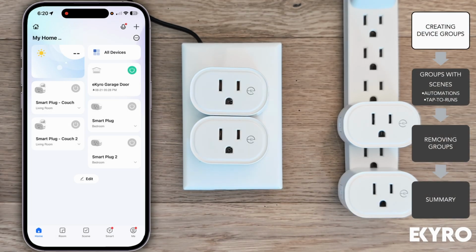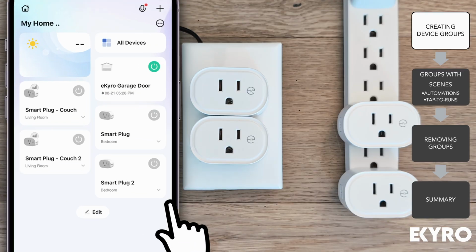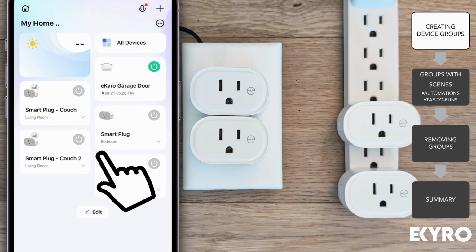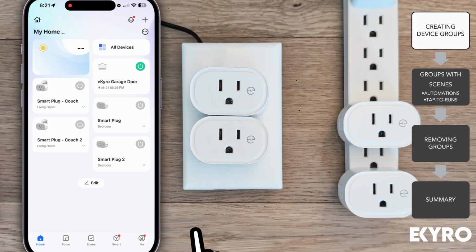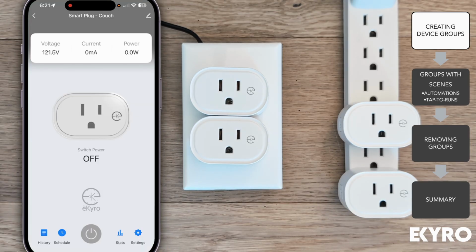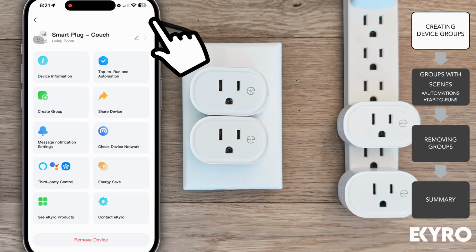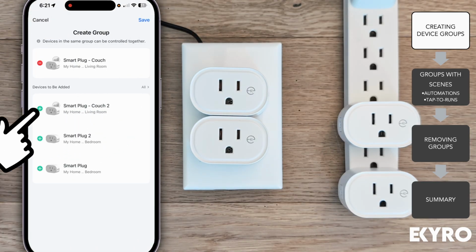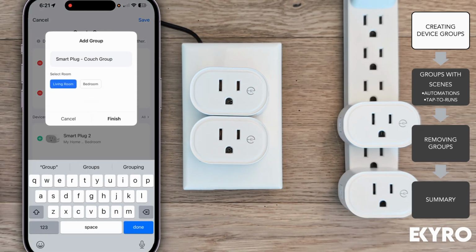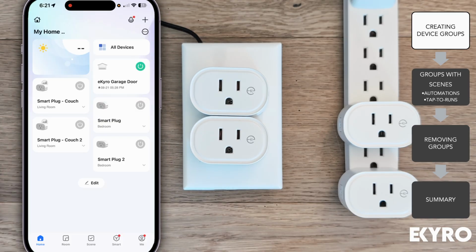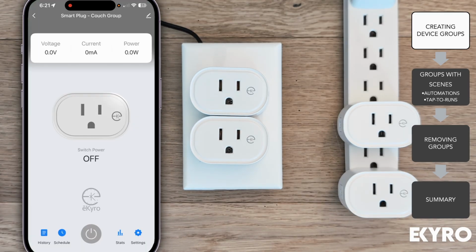Creating a group is extremely simple. When you're in the Smart Life app, here you can see that I have Smart Plug Couch, Couch 2, Smart Plug, and Smart Plug 2. If I wanted to group the 2 couch smart plugs together so that they'd operate together, it would be as easy as going into one of those items, selecting the pencil icon in the top right-hand corner, selecting Create Group, and adding that couch to my group. Once I select Save, it's going to create a group named Smart Plug Couch Group, which sounds good to me. So I'll select Finish, and now I have this group that's been created.